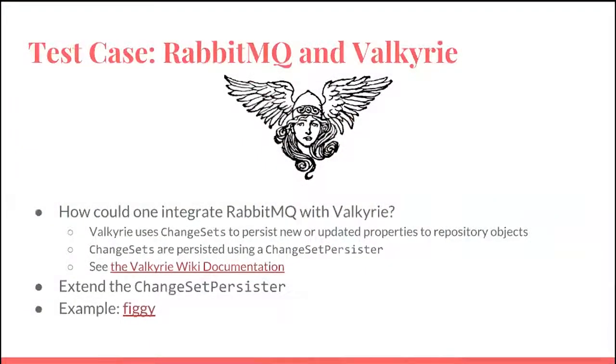So getting into an actual case for how you would integrate this with a Samvera repository. We at Princeton use Valkyrie to implement a repository known as Figgy. This is going to be a bit challenging for those who are unfamiliar with Valkyrie's architecture, but basically Valkyrie uses change sets to persist new or updated properties to repository objects. Change sets are persisted using a change set persister. There's a lot of documentation on the Valkyrie wiki detailing this.